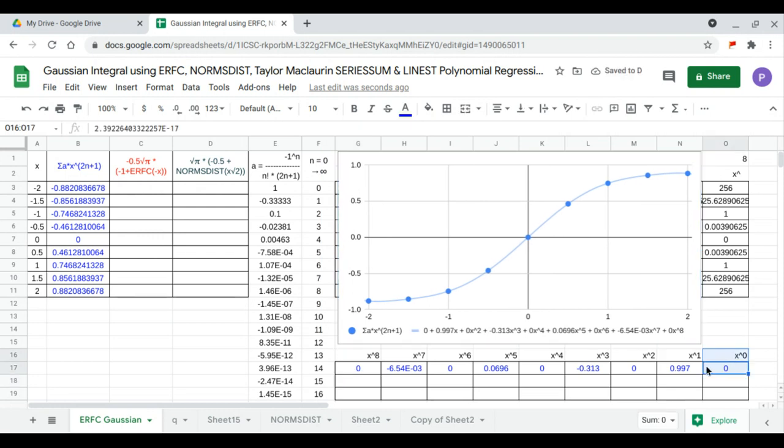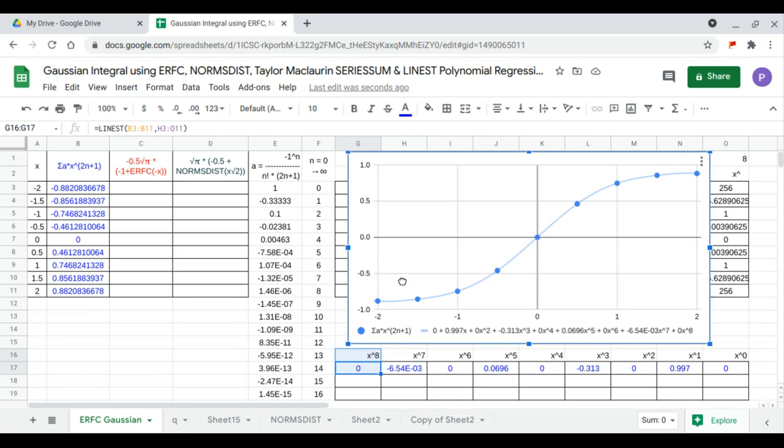At x to the 0, it's 0. The coefficient of x is 0.997, x squared, 0, x cubed, negative 0.313, x to the 4th, 0, x to the 5th, 0.0696, x to the 6th, 0, x to the 7th, minus 6.54 times 10 to the minus 3, x to the 8th, 0.